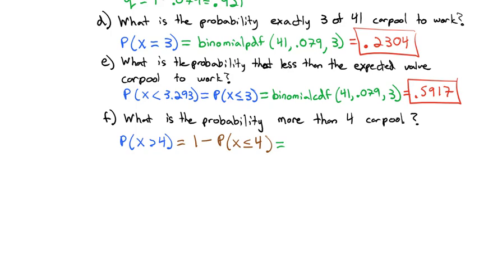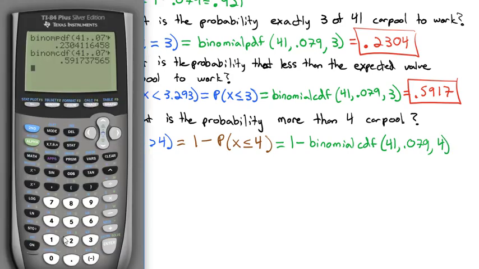So now on my calculator, we're going to do 1 minus. We want less than or equal to 4. That's the binomial CDF, cumulative distribution function, so it goes up to. With the 41, 0.079 probability, we're going to go up to and include the number 4.